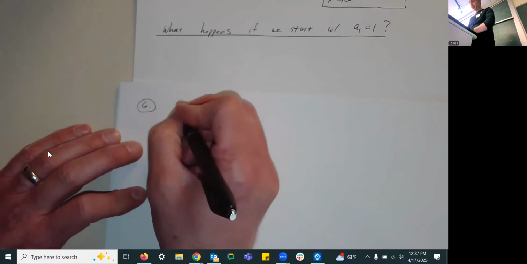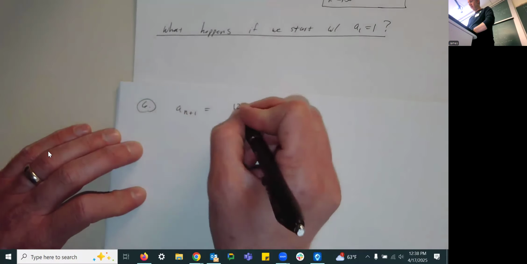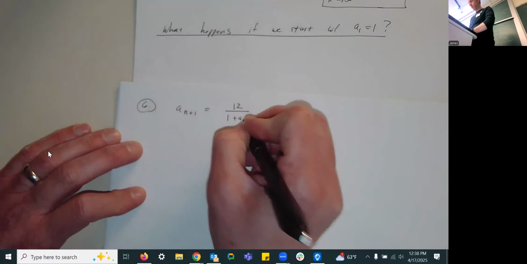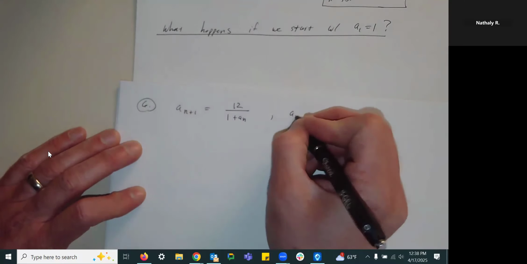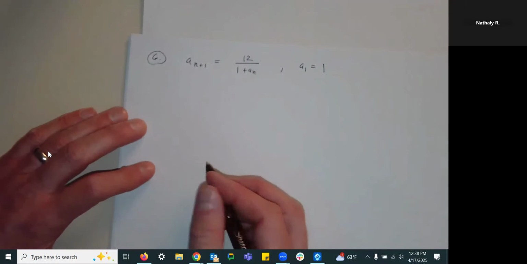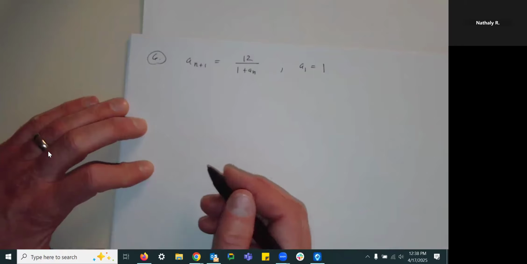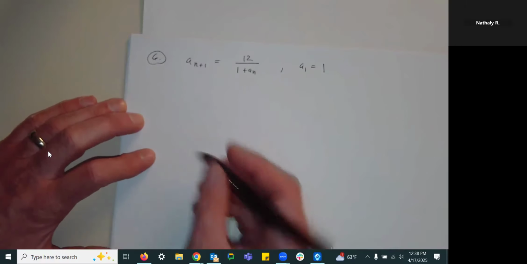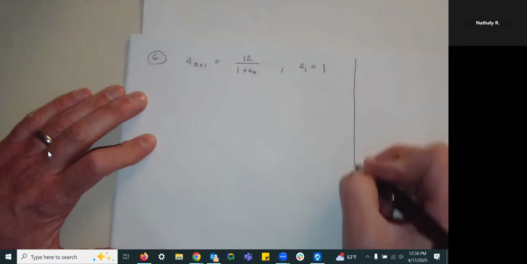So here's another recursive sequence. A sub n plus 1 is equal to 12 over 1 plus a sub n. And our beginning first value with a sub 1 is equal to 1. The numbers here are kind of not nice, which is unfortunate, but it's the way it goes sometimes. So let's go ahead and find our fixed points.